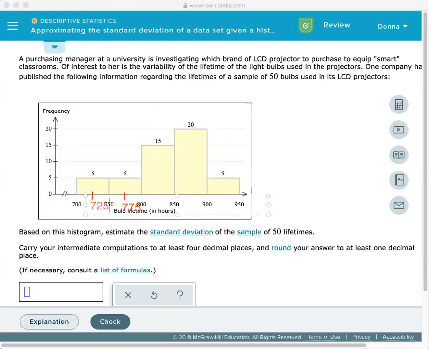And then we noticed something kind of cool. If you go from 700 to 750, that has a width of 50. And I noticed the distance from 725 to 775 is also 50. So each one of these midpoints, you just add 50. So the next one would be 825, add 50, 875, add 50 again, and we would be at 925. So I'm going to create a table showing you the values, the midpoints, and the frequencies.